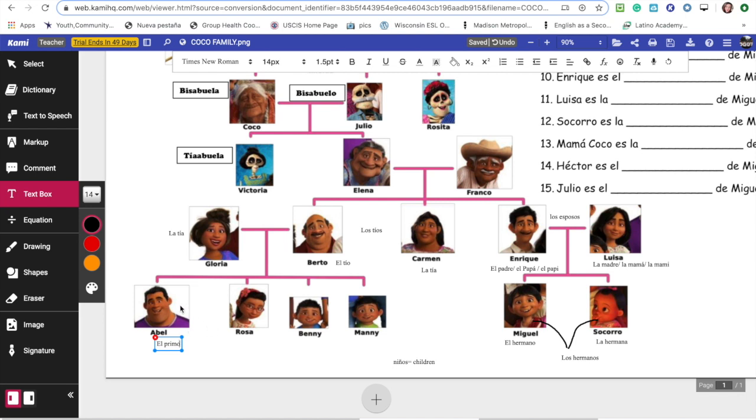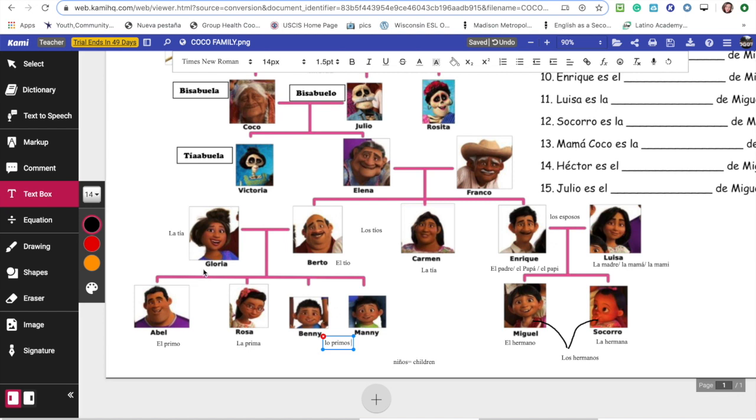Cousin, but male. Rosa will be la prima. Female, cousin, female. Benny and Manny, that will be el primo, right? All los primos, because both are male. So los primos, right? Both of them. And what are they? Hermanos, right? Siblings. And they both were born at the same time.